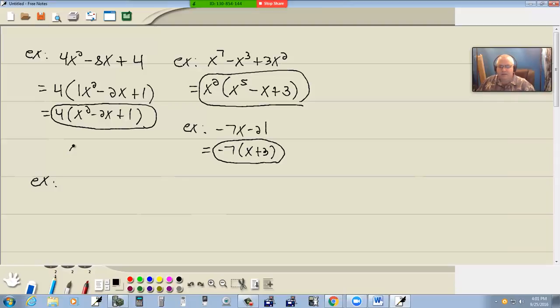Now let's take a look at this example. So we got x squared minus 3bx plus 2ax minus 6ab. Okay, now let me double check myself here. x squared minus 3bx plus 2ax minus 6ab. Okay, that should work in theory.